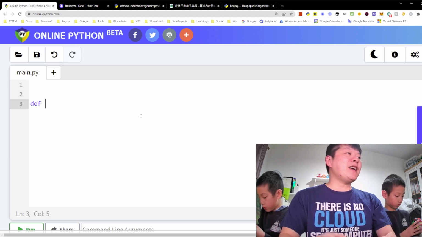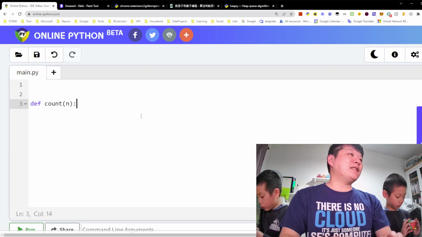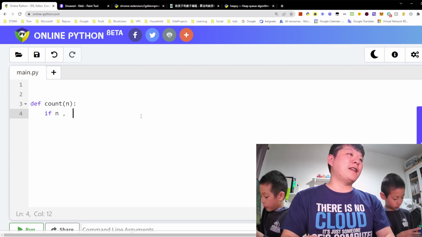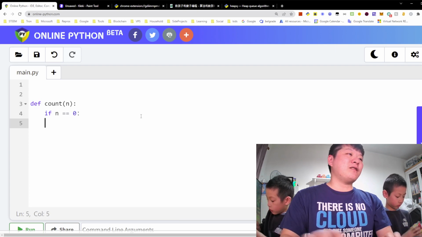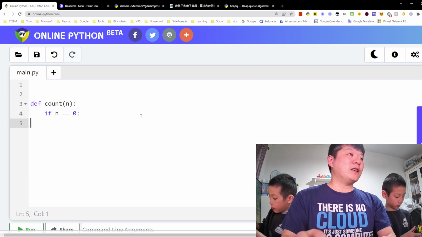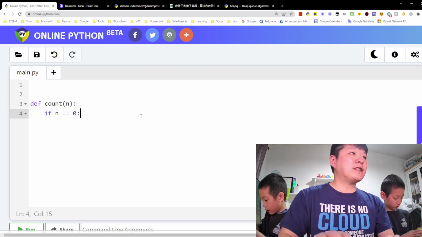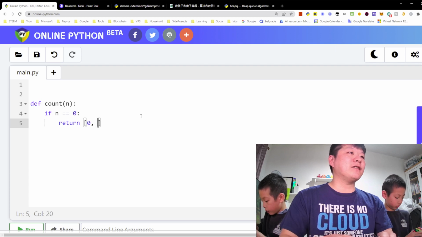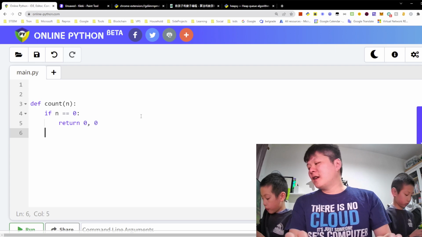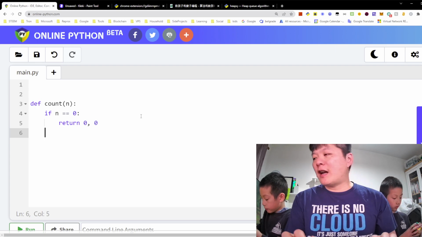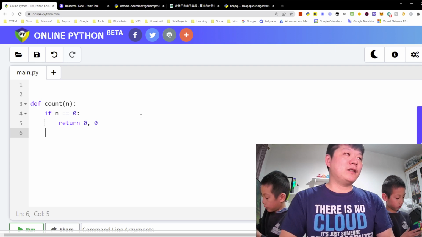Let's define count with n. If n equals 0, then obviously we return 0, 0. We return two values, which are the number of squares and the number of rectangles.